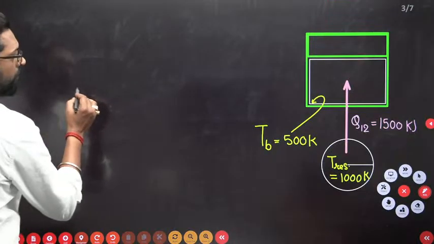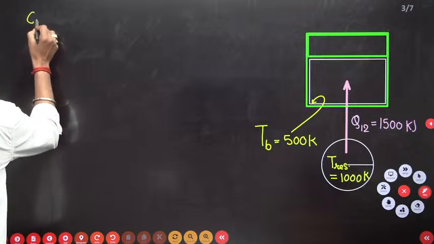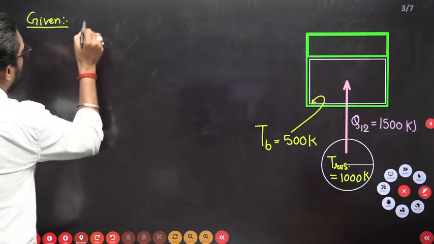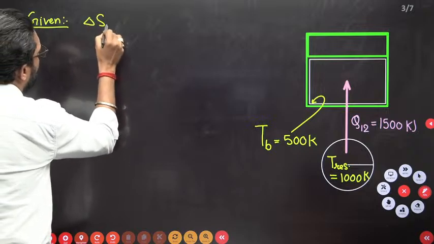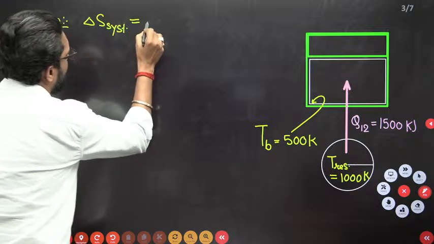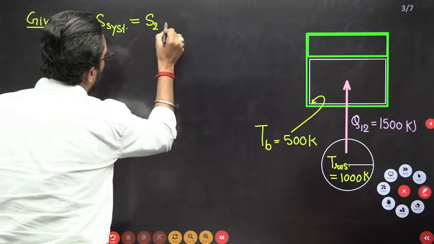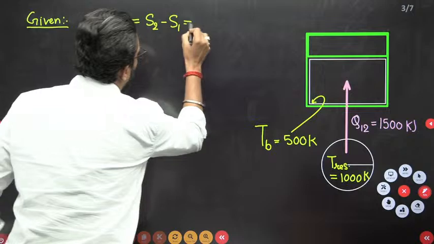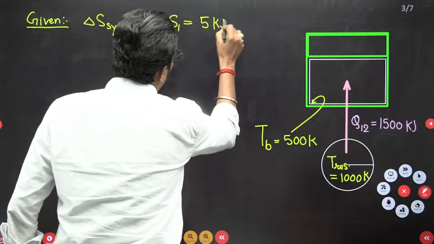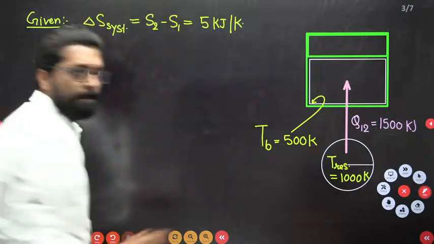What is the system entropy? It is given: system entropy, that means delta S of system, and it is a property, that means S2 minus S1, and this is positive. Why? Because it is increased. How much? 5 kilojoule per Kelvin. No problem at all.